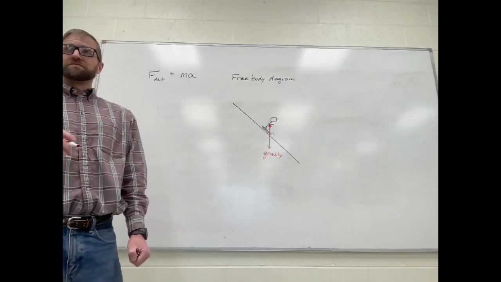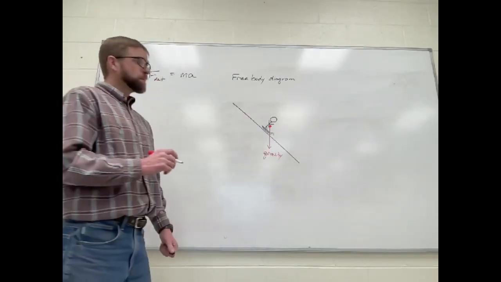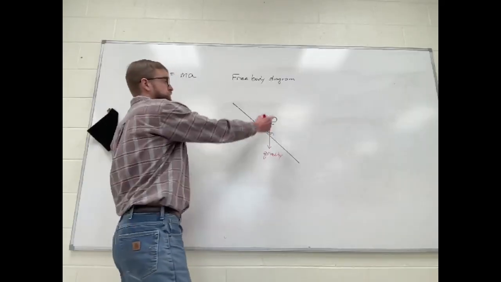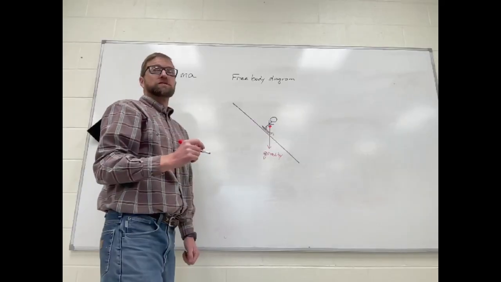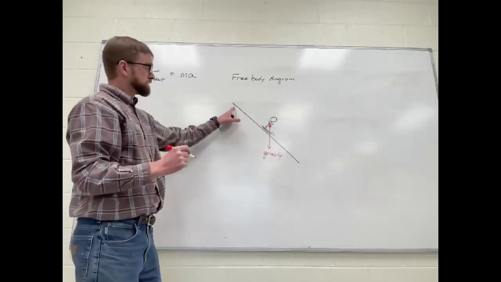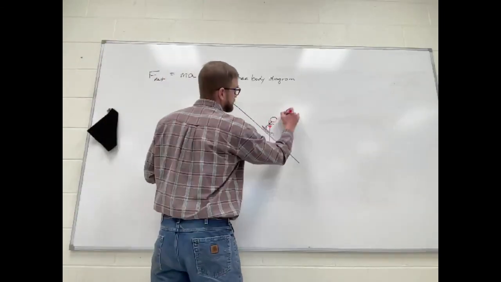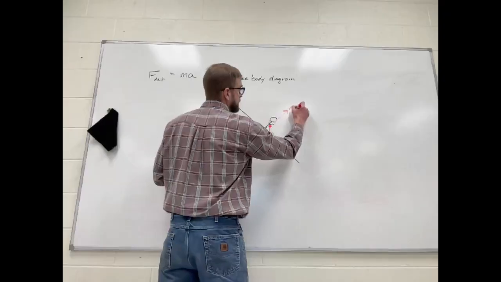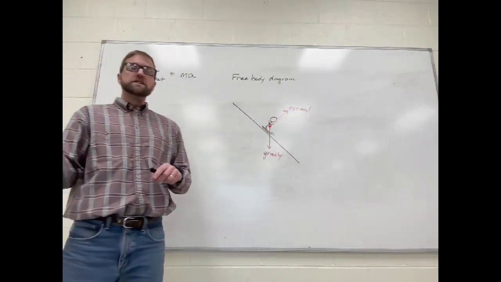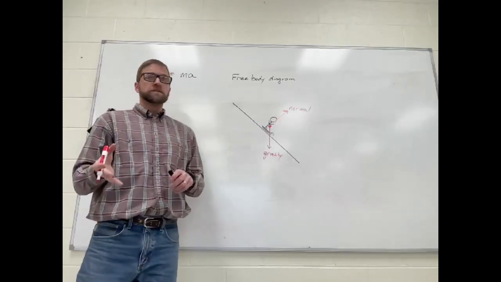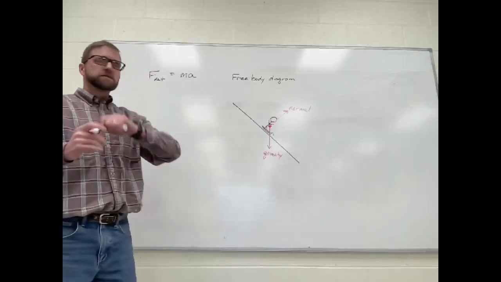What else? Normal. What's the direction for the normal force, Phoebe? Up, and which way up? Just straight up? It's perpendicular to the surface. The surface is the skiing surface. So we want to draw one that's perpendicular to the surface. Remember, the normal force is always perpendicular to the surface. All right, and then what else?